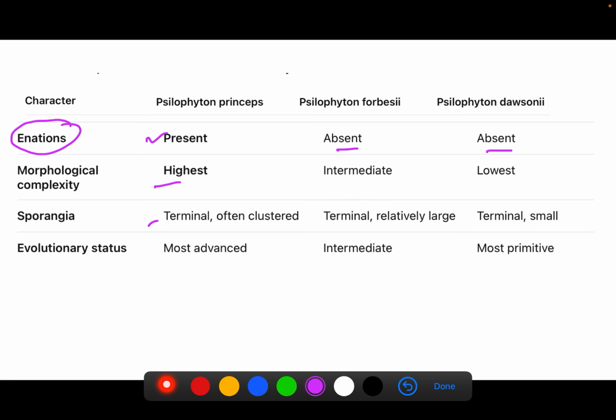The sporangia are terminal in all of them, but size matters: relatively large here, small there, and the advanced ones are often clustered. That is why, in terms of evolutionary status, Psilophyton princeps has been called by the paleontologists the most advanced, comparing these morphological and anatomical characteristics, and this is intermediate and this is the most primitive. So this is winding up Psilophyton for you all. Thank you.